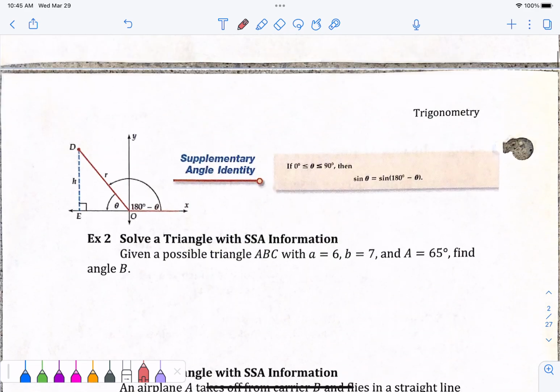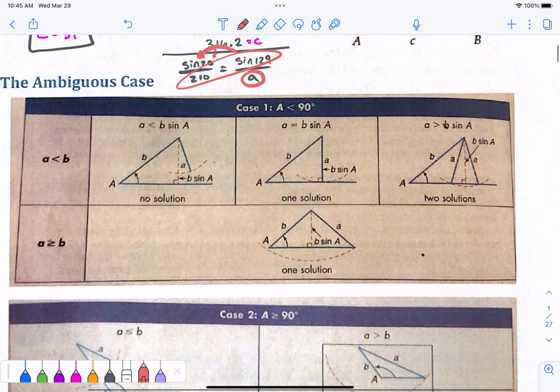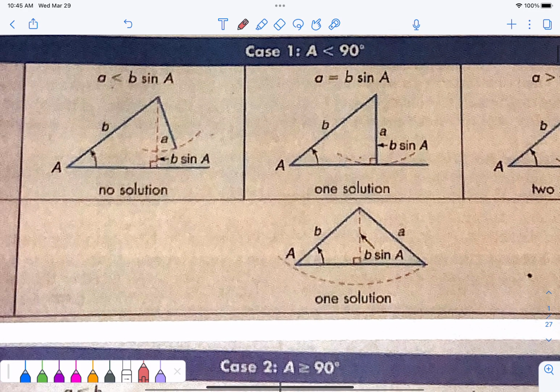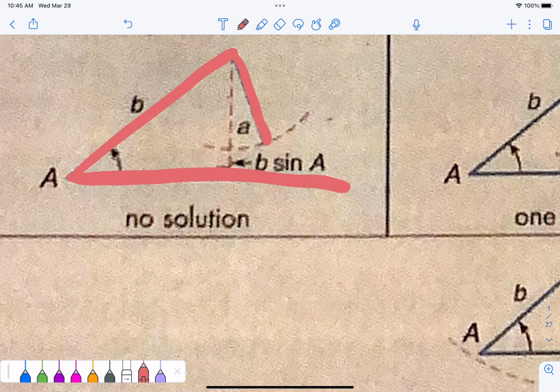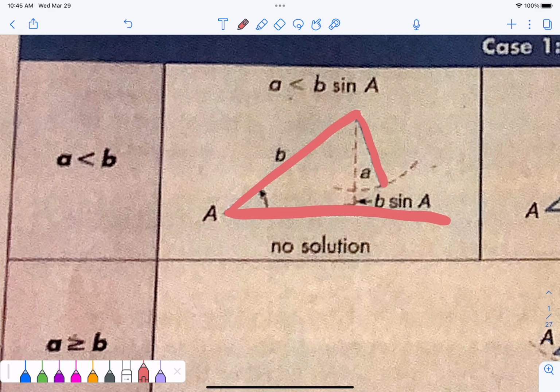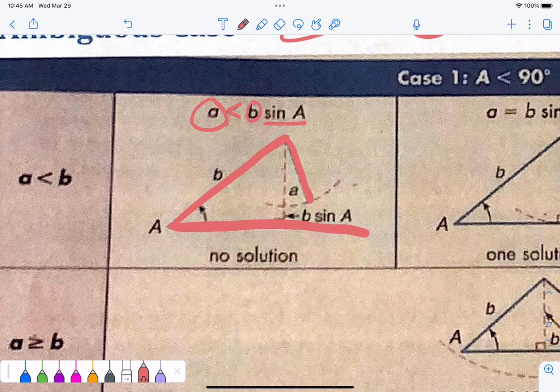This is the part that we're starting now, okay? And it has to do with this chart. This is your flow chart of how things are gonna go. So we could have the scenario where there's no solutions. And take a look at this. We have one side here, we have another side here, and then we have another side here. And the way that this works is that our third side is not long enough to touch down to the opposite one, right? Sometimes they'll give you side lengths that are not long enough, okay? And that will happen when you have your side A and it is less than side B times sine of A, right? That's how that works, okay? So when you have that happen, keep that in mind.